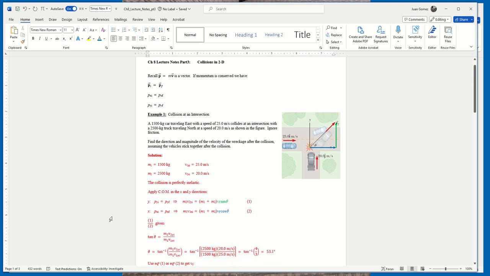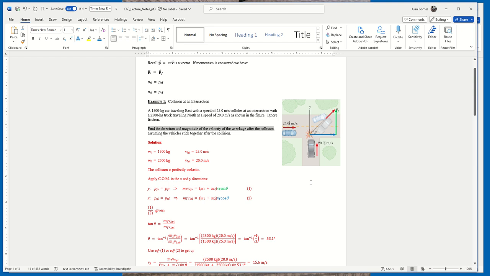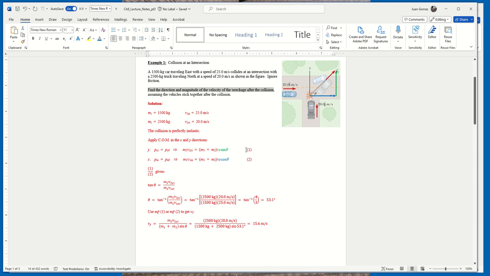And again, why are we doing this? Well, I want the direction and magnitude of the velocity after the collision. So I want the direction and magnitude of Vf. That's what I'm solving for. Going back, how did I get equation 1? Conservation of momentum in the y direction. How did I get equation 2? Conservation of momentum in the x direction. When we talk about direction, I want the angle. I want to know what is theta.